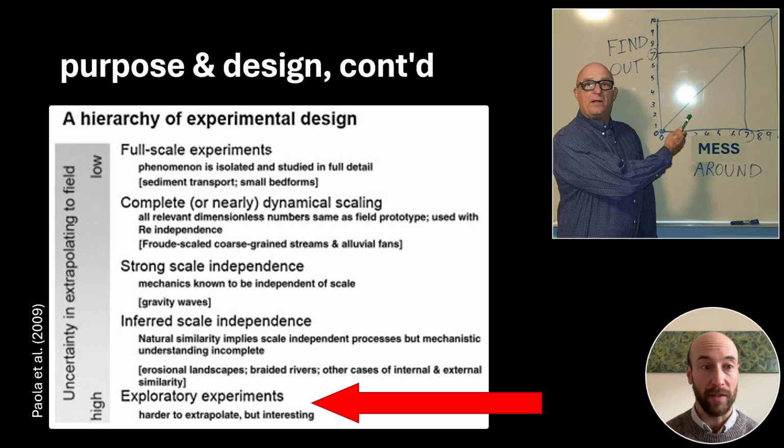At the top is a full-scale experiment. So all of the things in the lab are happening at the real scales at which they exist, they occur in nature. At the other end, at the bottom, there is high uncertainty, very difficult to extrapolate to the field. Exploratory experiments, which can be hugely informative.